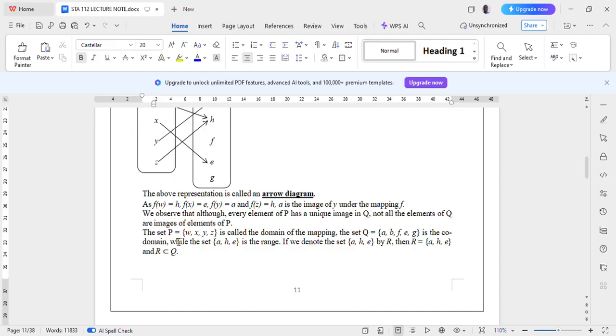So then P is called the domain, and Q, A, H, F, E, G, is the codomain, as I've mentioned earlier. Why is the set A, H, E the range?